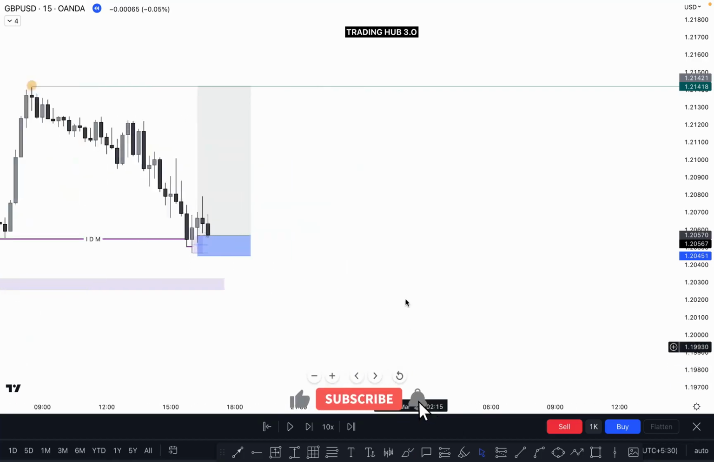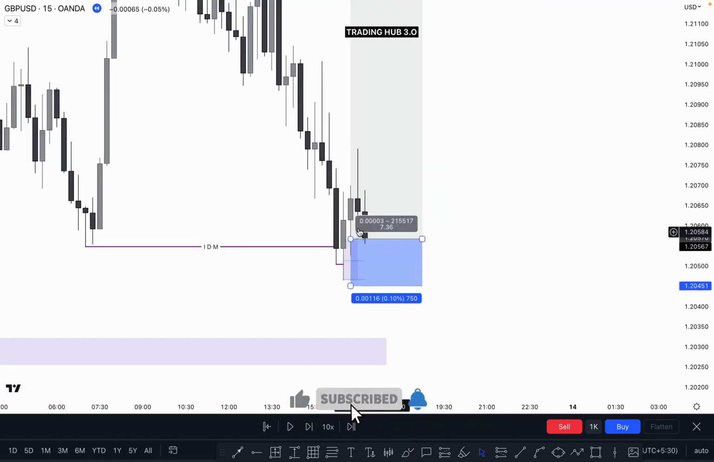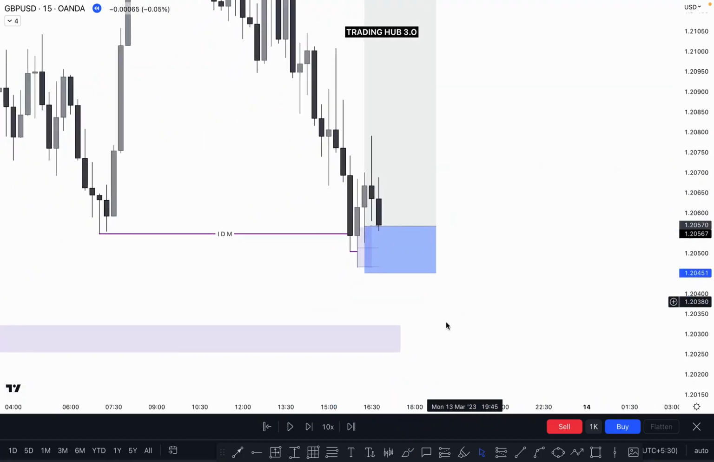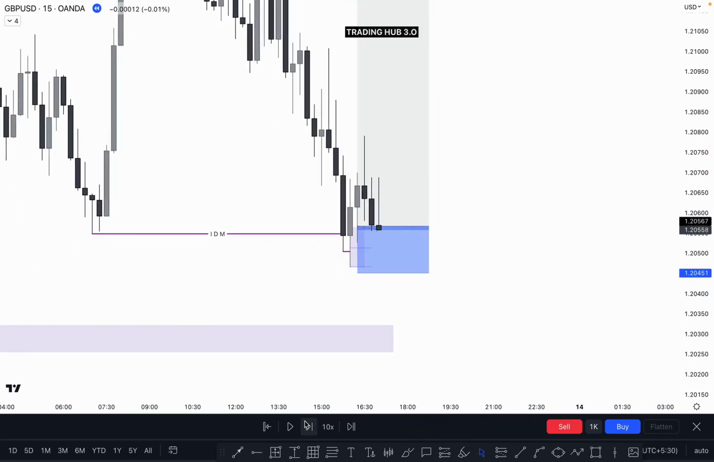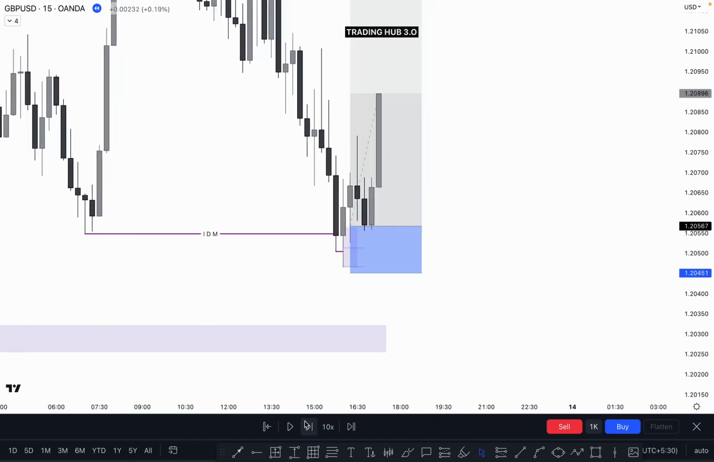Okay, there is no sweep here. Look at this previous candle low. Okay, a candle closed below it. So you have to wait for a candle to take out the previous candle low, then we can buy here. Okay, there is no sweep here.